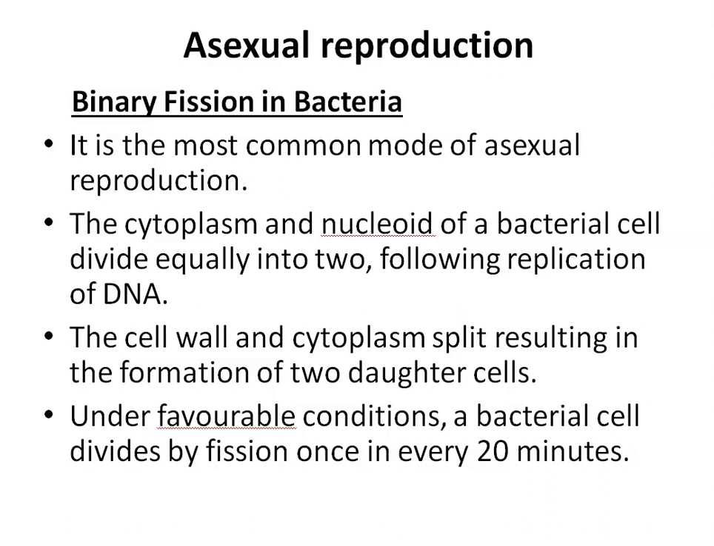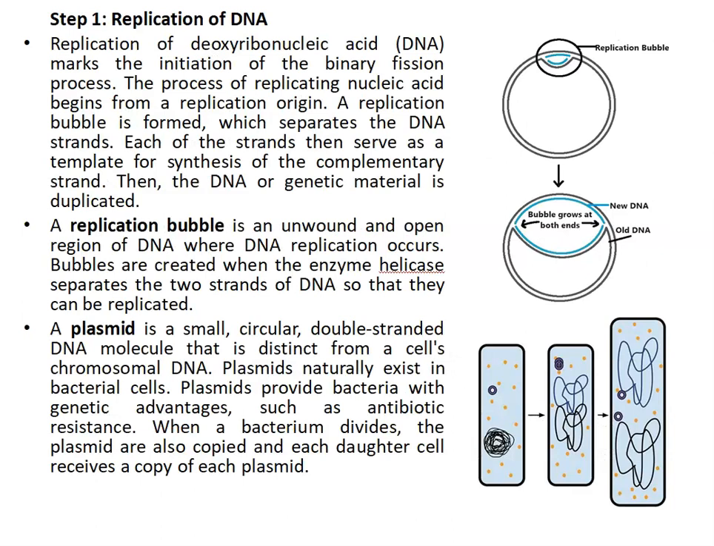So, binary fission in bacteria is the most common mode of asexual reproduction. Here, the cytoplasm and nucleoid of the bacterial cell divide equally into two following replication of DNA. Cell wall and cytoplasm split, resulting in formation of two daughter cells. Under favorable conditions, a bacterial cell divides by fission once in every 20 minutes. Right? So, various steps in binary fission.